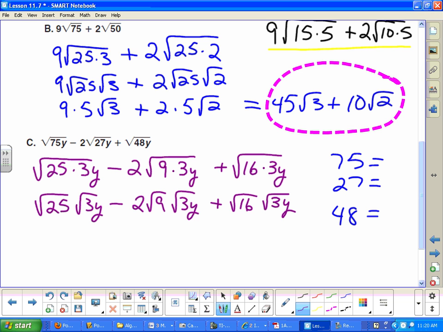So, I wrote them as factors. Pull the factors that are squares apart using the product property. So this becomes 5 square root of 3y minus, and what's the square root of 9? 3. So this is 2 times 3 square root of 3y, and then plus 4 square root of 3y.